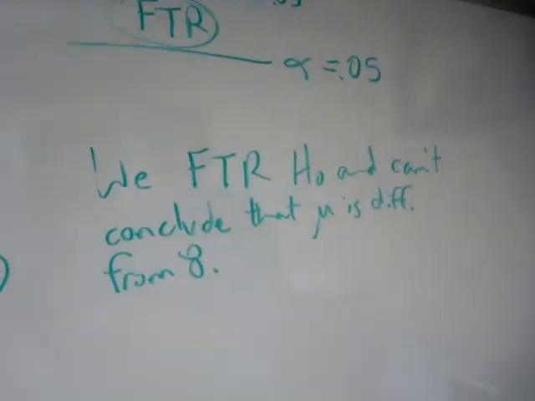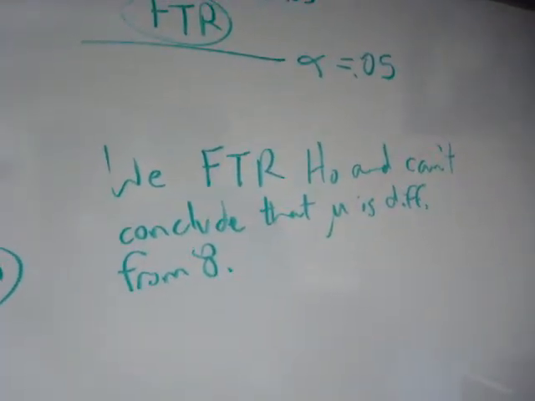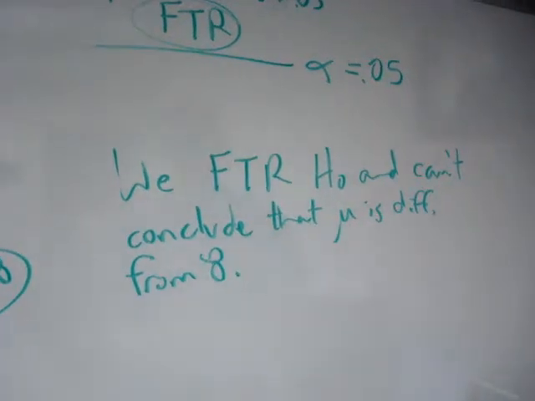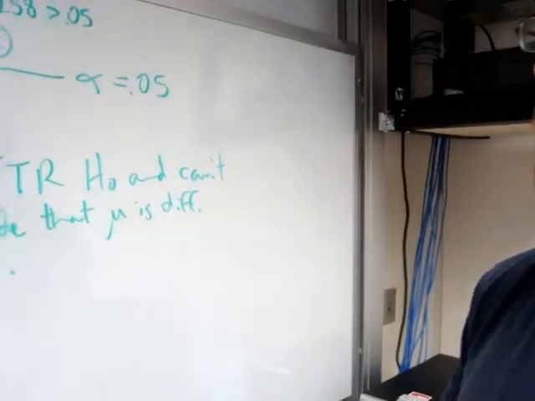Okay. The reason we use fail to reject instead of accept the null is because we really don't have any evidence that it's actually equal to 8. We don't have any evidence that it's actually equal to 8. We just don't have any evidence to the contrary. So this would be the way that we'd write that.